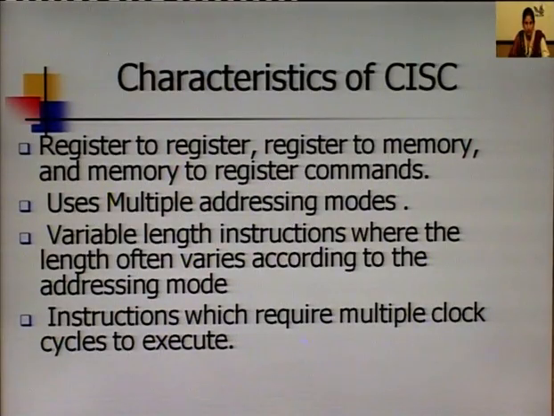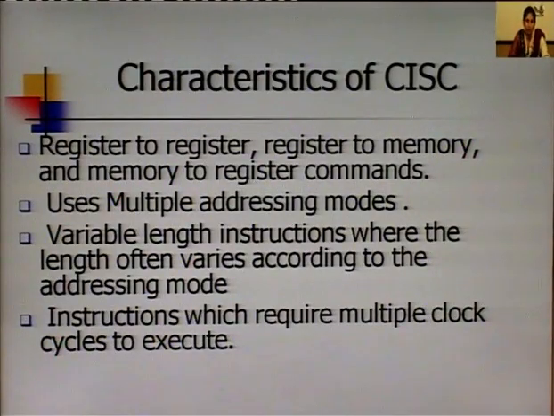Characteristics of a CISC: register to register, register to memory, and memory to register commands. In these CISC computer systems, we can perform communication from one register to another register. We can send the contents of one register to another register. Register to memory communication is possible, and vice versa, memory to register communication is also possible, and these commands are executed using these registers and memories.